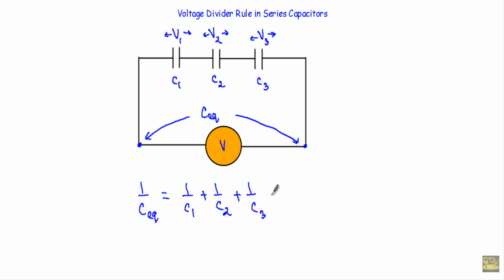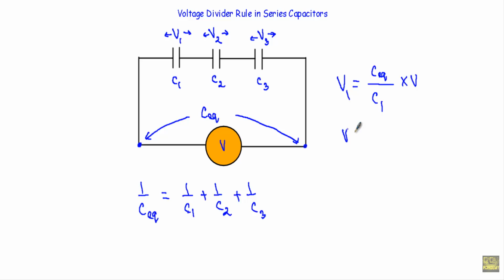Once we know the value of equivalent capacitance, after that we will use the voltage divider rule to calculate the voltage stored in each of the capacitors connected in series. So let's say at first I am calculating the voltage V1 that is stored in the capacitor C1. I will take C equivalent divided by C1 into the supplied voltage V.